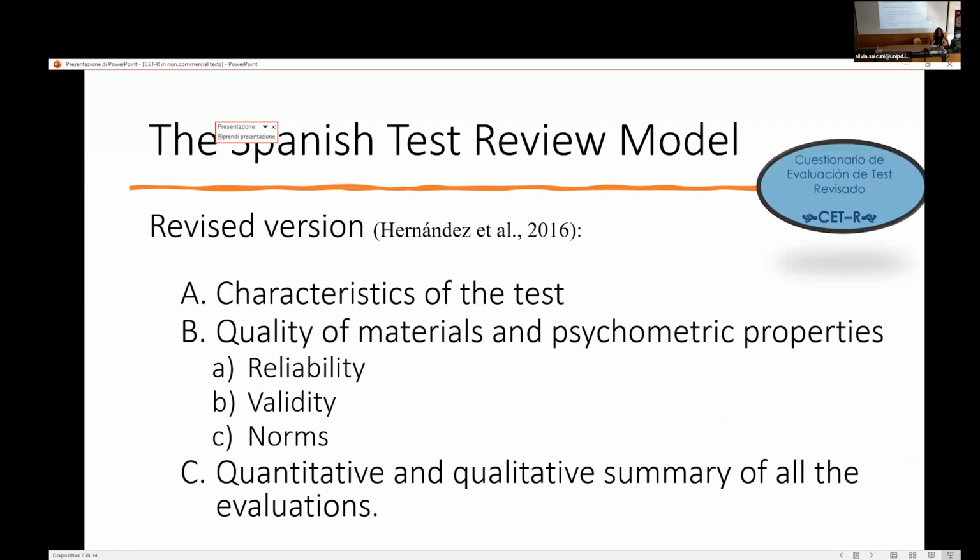So what information does the Spanish test review model include? We have 3 main sections, like in the EFPA model. One is a description of the characteristics of the tests, the number of items, the response scales, things like this. Then the quality of the materials, and especially the psychometric quality. And we have 3 main areas, apart from item analysis: reliability, validity, and norms. And then in the end, the last section has a quantitative and qualitative summary of all the evaluations.